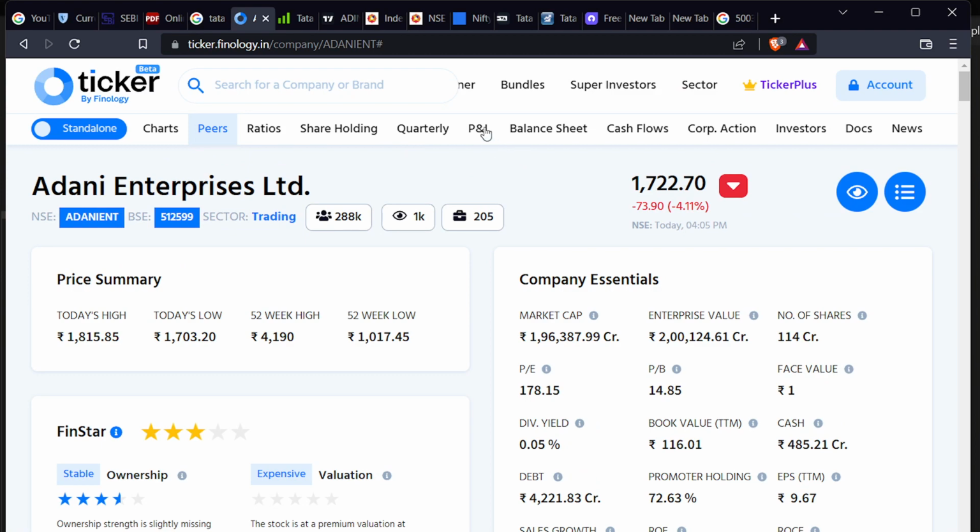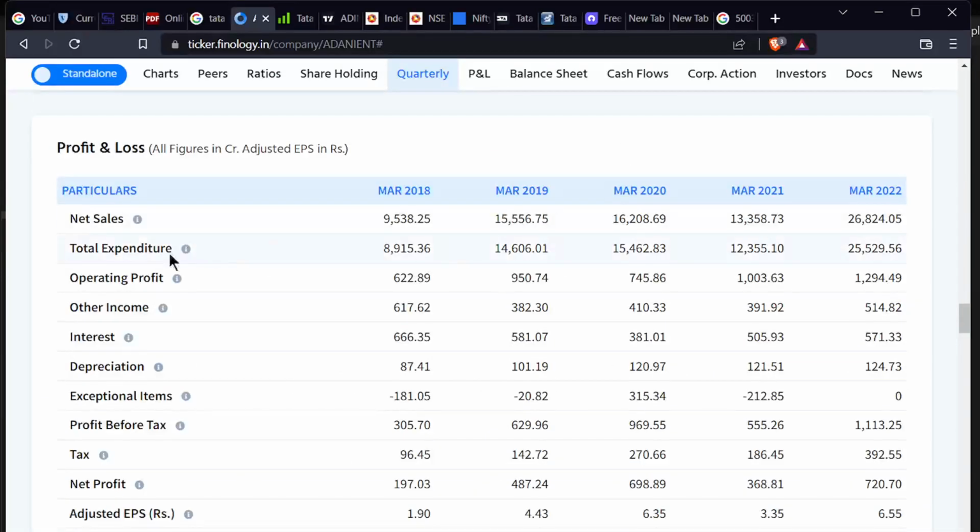Here is Adani Enterprises. In the profit and loss statement, the operating profit plus other income we call EBITDA. We are earning this before paying any interest, tax, depreciation or amortization. The profit before tax is the PBIT, and the net profit we call PAT.